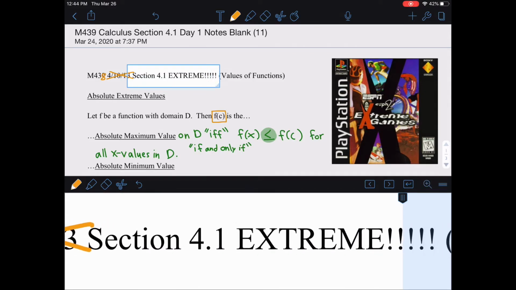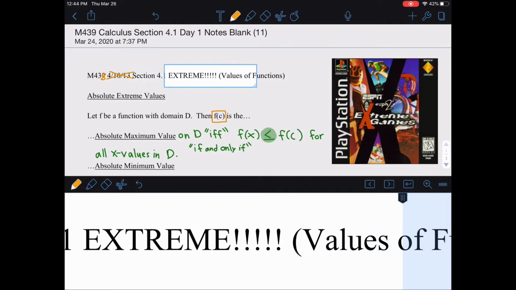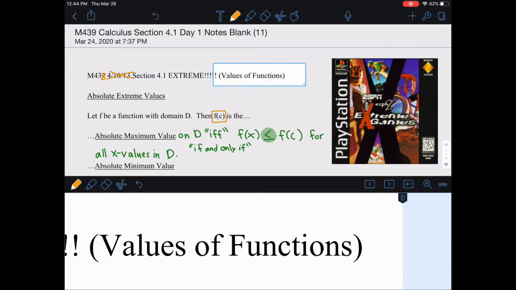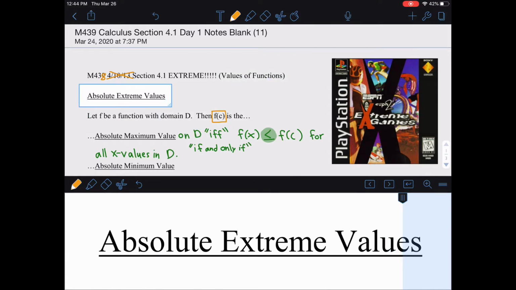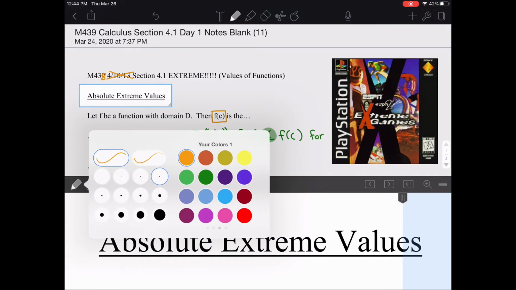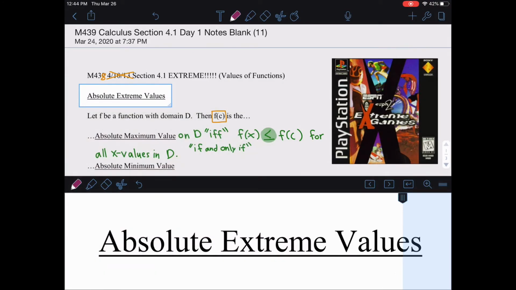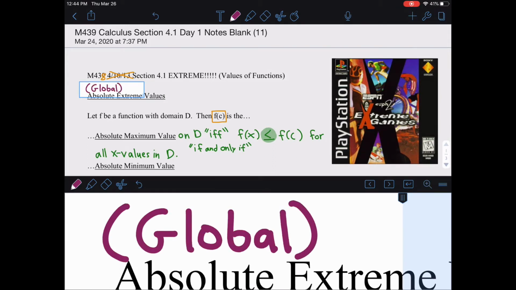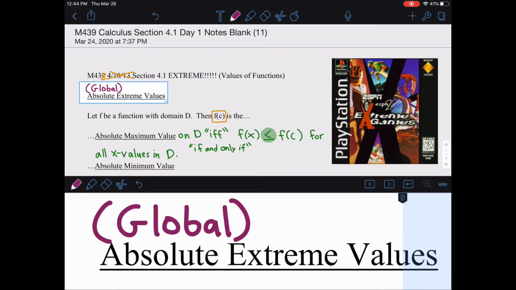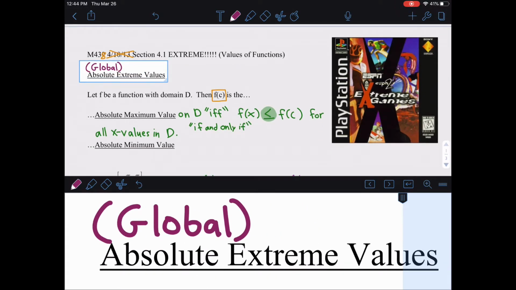Happy section 4.1 day 1. Today we're talking about extreme values of functions. So here we go. Today we're going to start with absolute extreme values. Right off the bat, real quick, absolute extreme values can also be called global extreme values. Okay, so let's get into what these are.